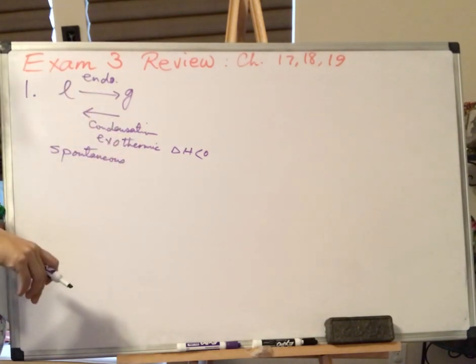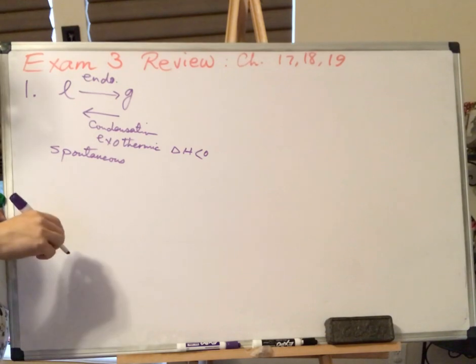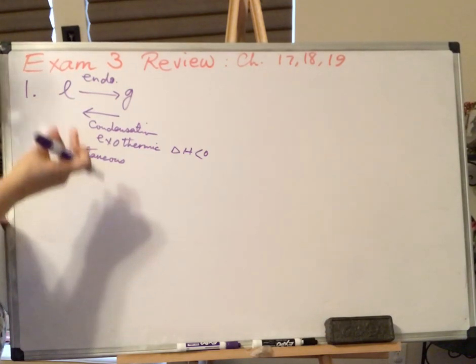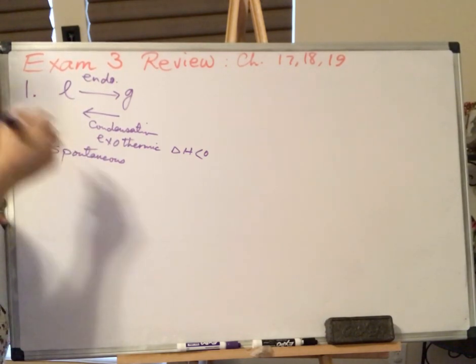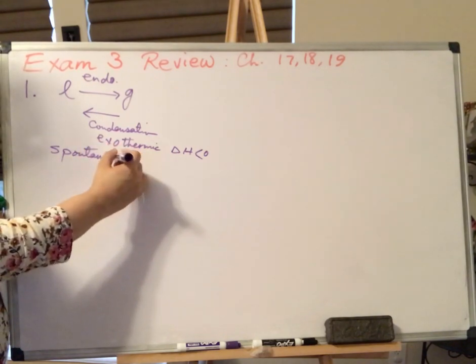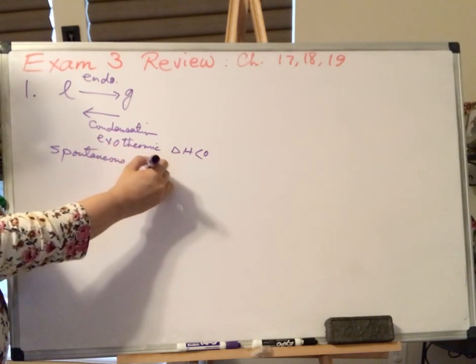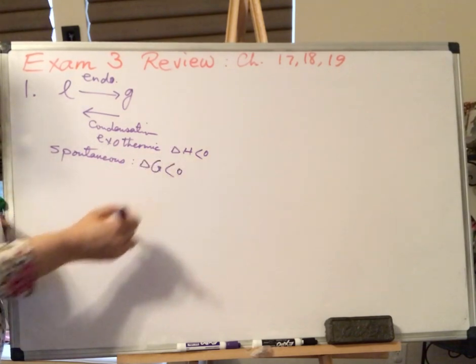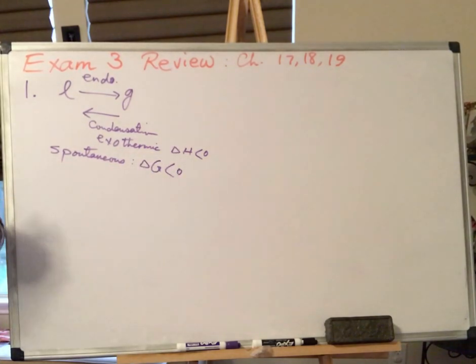The water on the cold bottles, you see the little drops on it. So it shows that the condensation is spontaneous, so delta G is also negative. So the correct answer would be B. We don't have a delta G negative for delta H, so B is correct.